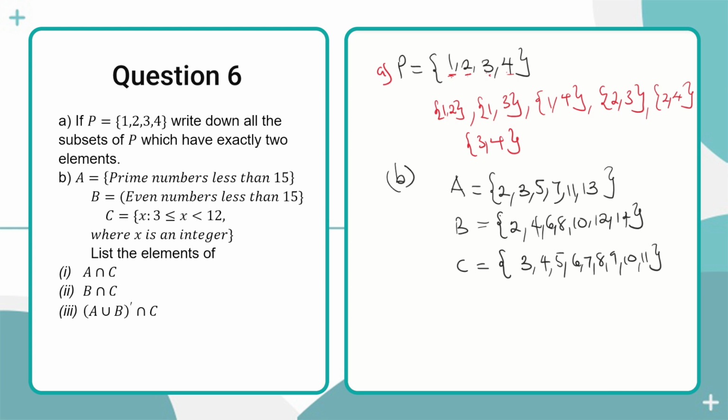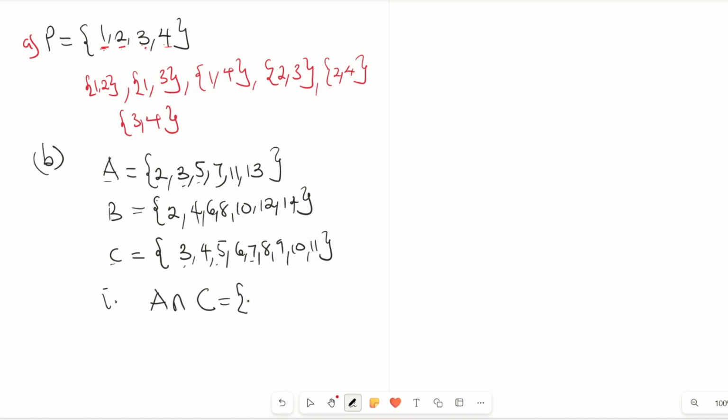Now we need to look at how we can list the element of A intersection C, right? So we want to look at members that are common to both A and C. So we see that both A and C, there's 3 here, there's 3 here, there's 5, there's 7, there's 7, then there's 11. So it means that we have 3, 5, 7, and then 11. So this is A intersection C.